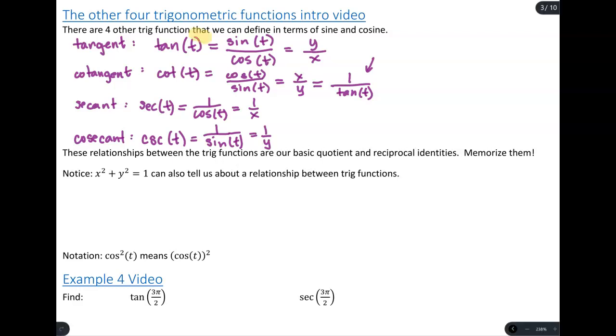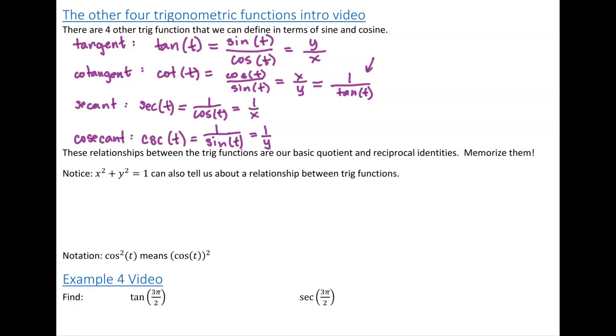But what we've got right here are the quotient identities, those top 2, and the reciprocal identities, and this I think would count as well as a reciprocal identity. You don't need to remember what they're called. That's not a big deal at all, but you do need to memorize these.